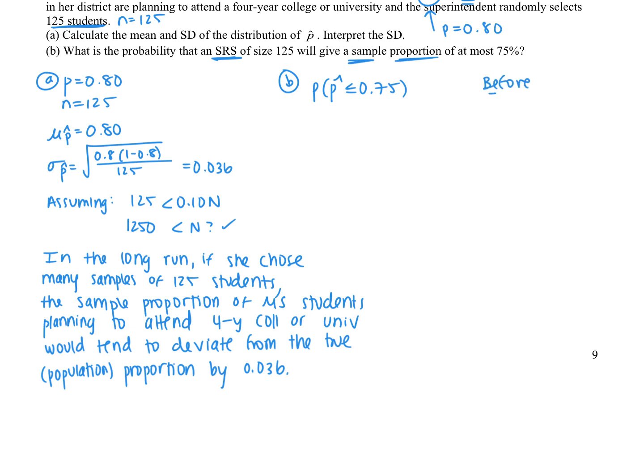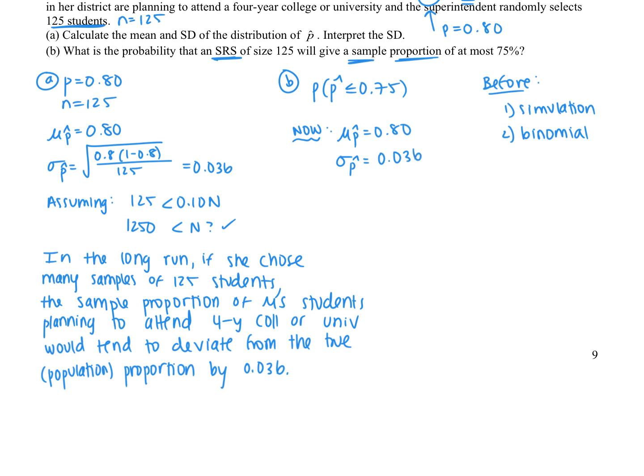Before, what we would have done is first probably a simulation. That's like in your homework where it had the dot plot, and you find where that 0.75 is. Or we can approach this as a binomial situation. Now though, first thing, we know the center of the distribution of p hat is 0.8, and the standard deviation of the distribution of p hat is 0.036.